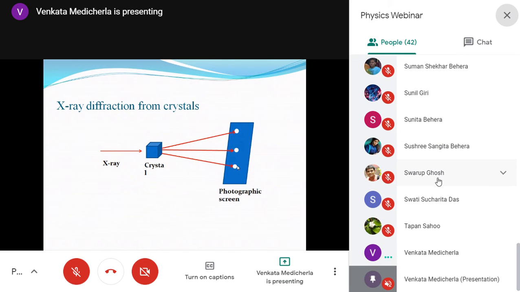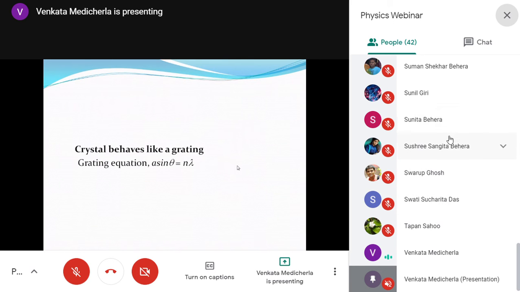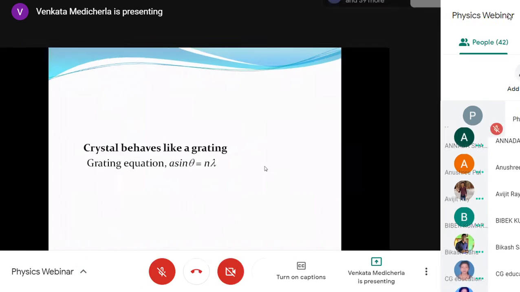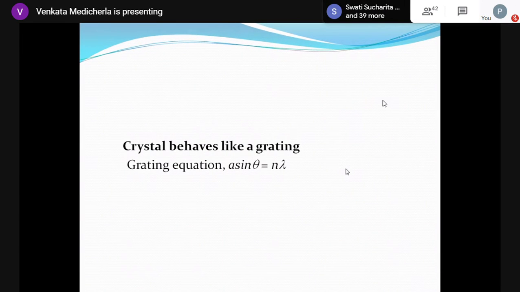So the crystal behaves like a grating. But what is the formula for a grating? The grating equation: a sin theta equals n lambda for constructive interference. Now the question is, will a similar equation work for crystals also? I'm not saying that this works for crystals, but there must be a similar equation for crystals as well, right? So we have to see what kind of equation will work. Some of you know already, but it behaves like a simple grating.